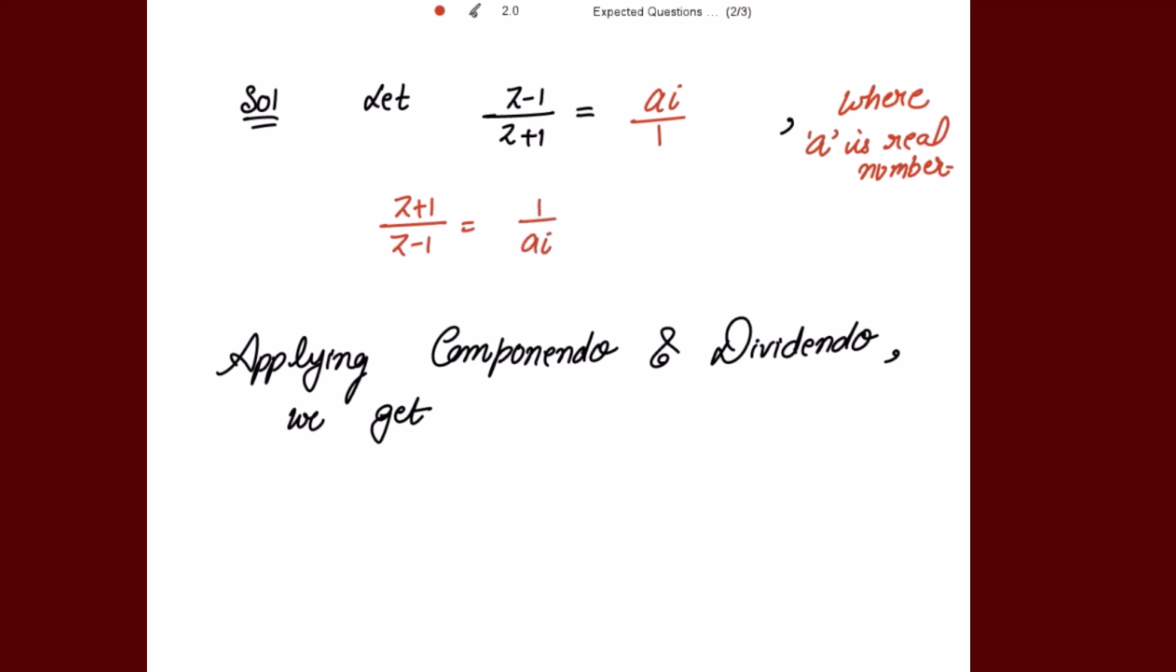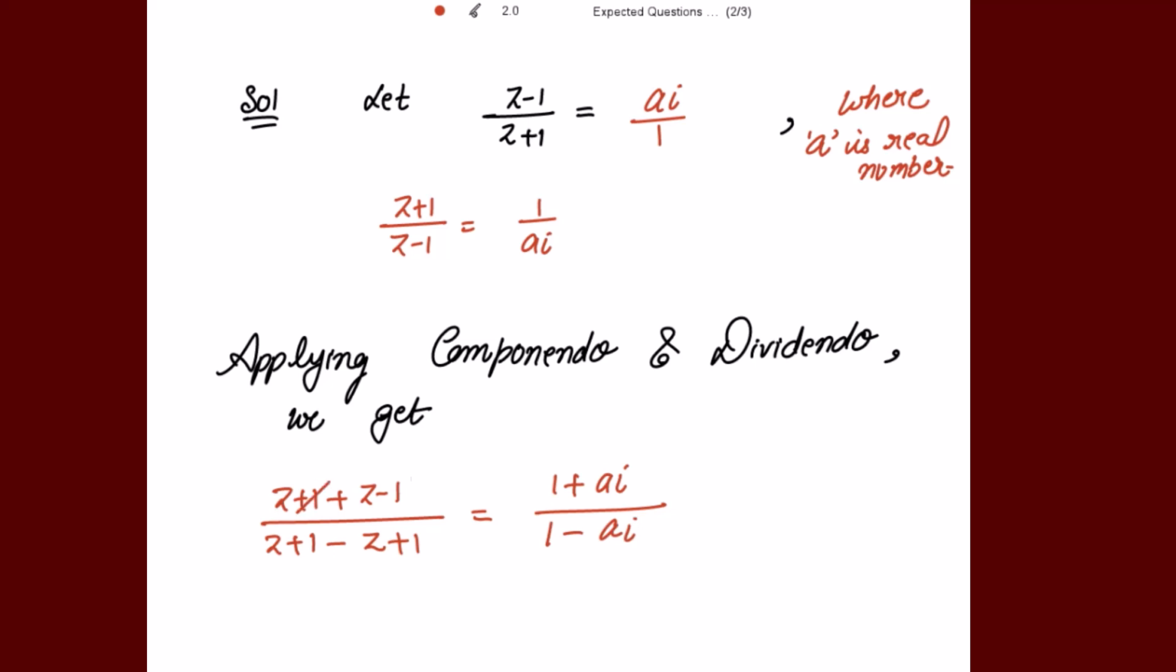Now, how to apply this rule? For the numerator, we just add the numerator and the denominator, so it is z + 1 + z − 1. For the denominator, we subtract the denominator from the numerator, so this is z + 1 − z + 1. Similarly on the right hand side, for the numerator, adding 1 + ai, and for the denominator, we subtract ai from 1, that is 1 − ai.